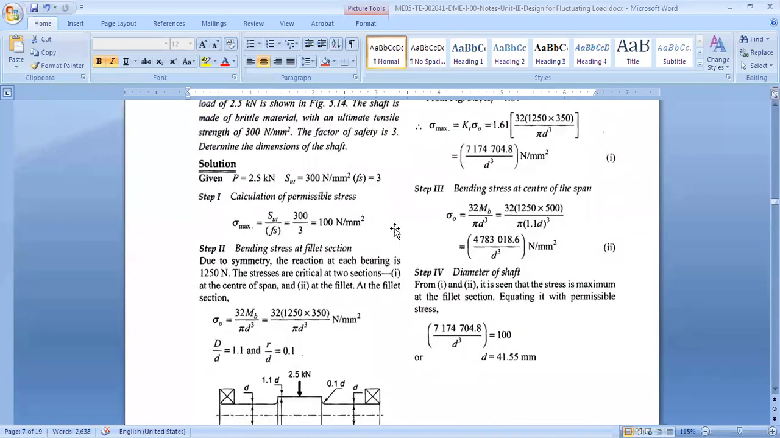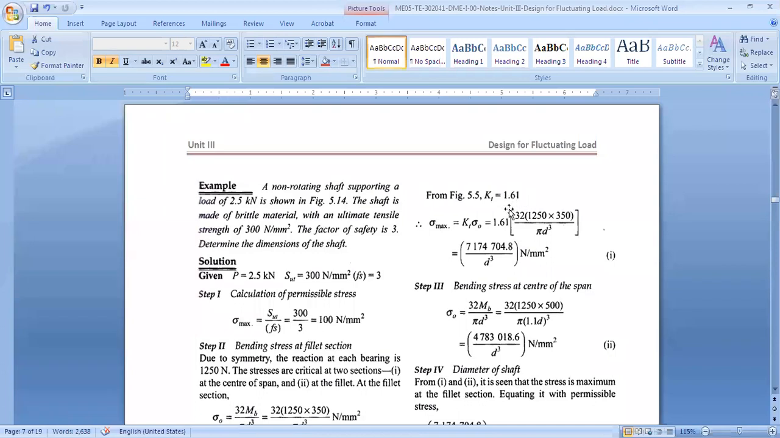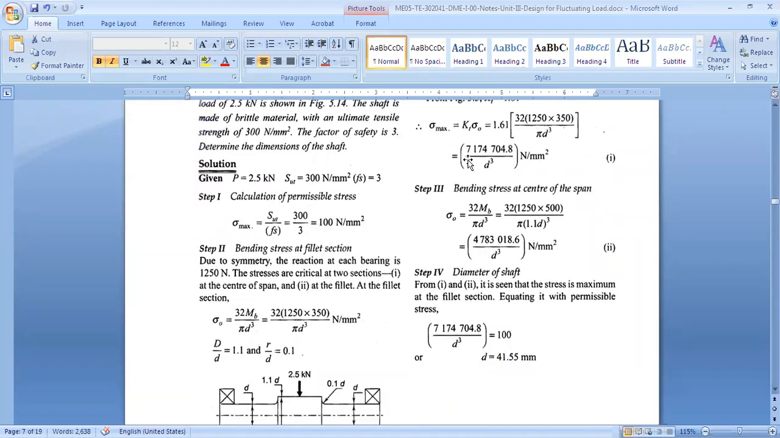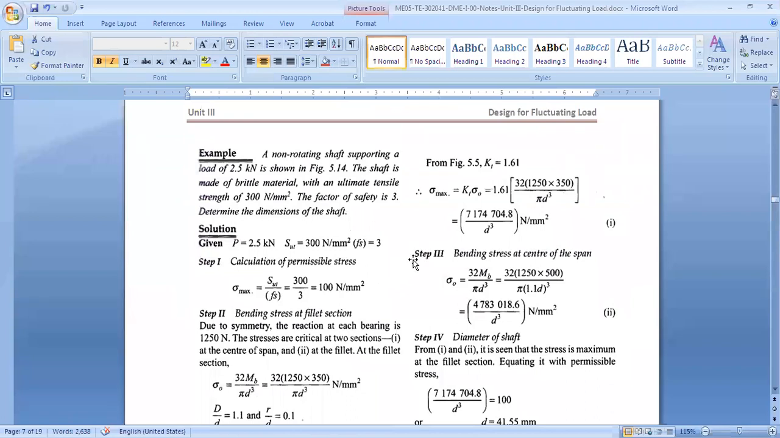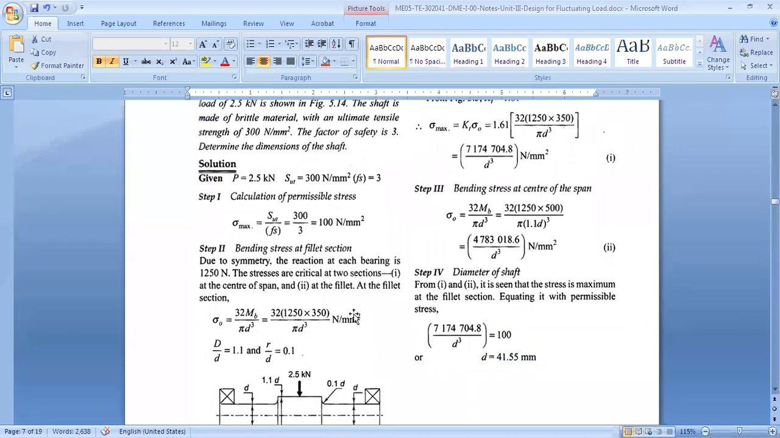So what have they taken? They have taken 1.61. Okay. So now we know sigma max is KT into sigma 0. Whatever sigma 0 we are getting, we multiply that by 1.61. So sigma max is KT into sigma 0, so 1.61 into 32 into Mb.